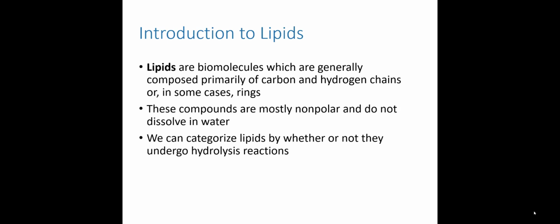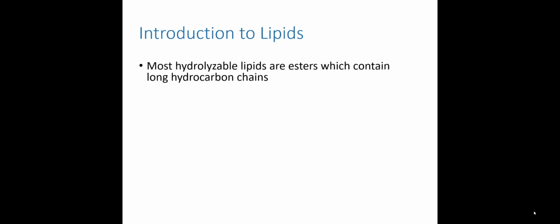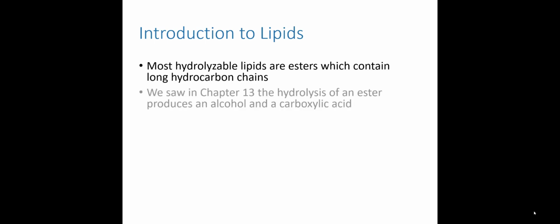So the first thing that we're going to do is categorize lipids based on whether or not they are hydrolyzable. And if you'll recall, we talked about hydrolysis reactions back in Chapter 13. In specific, we looked at hydrolyzing esters, where we added water to esters, and that broke up the esters into carboxylic acids and alcohols. And so therefore it should make sense that many of the lipids which are hydrolyzable are themselves esters.